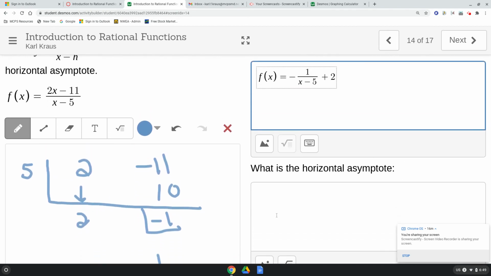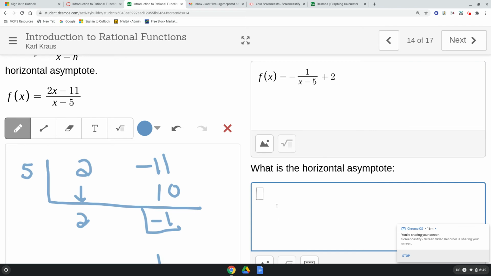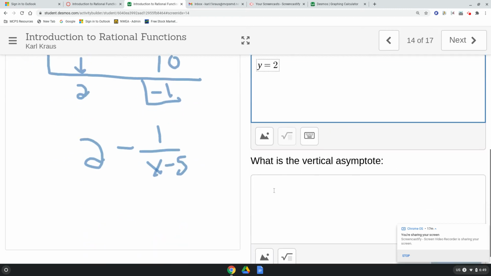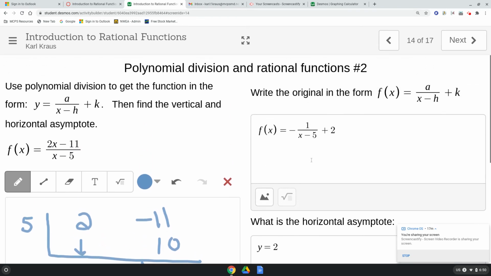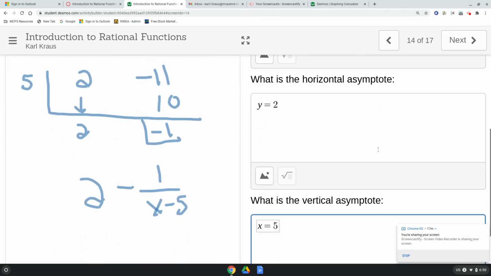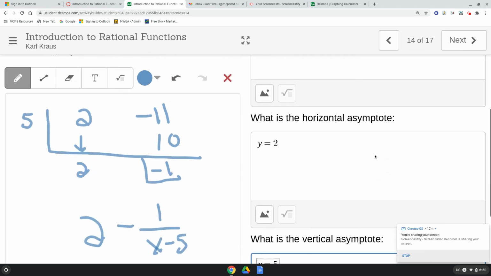The horizontal asymptote would be y equal to 2, and the vertical asymptote is x equals 5. So 5 makes this denominator 0, or over here. And then 2 over 1 is 2, or look right here, adding 2. y equals 2 is the horizontal asymptote.